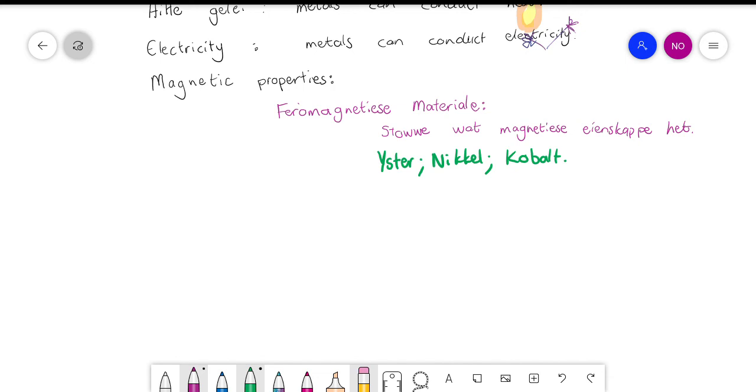Okay. En dan ons harde materiale is wanneer ons praat van, ek wil amper sê soos van 'n magneet. Something that always has a magnetic property. Okay. Good. Now we are going to stop there for the day.